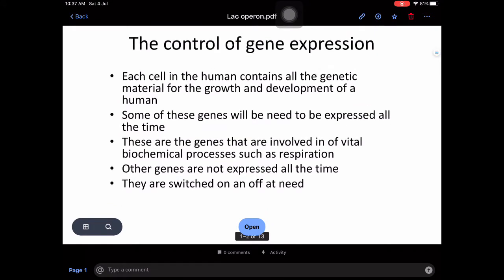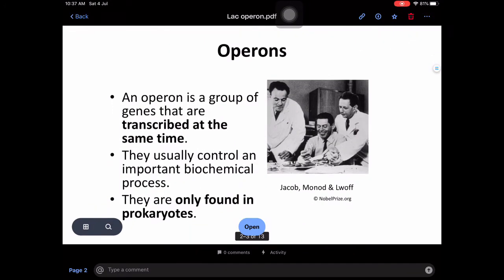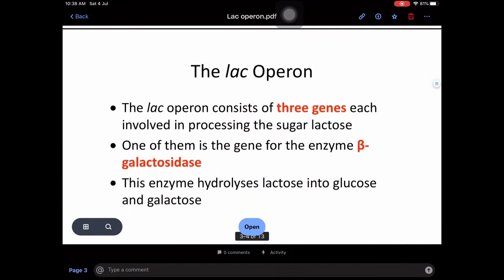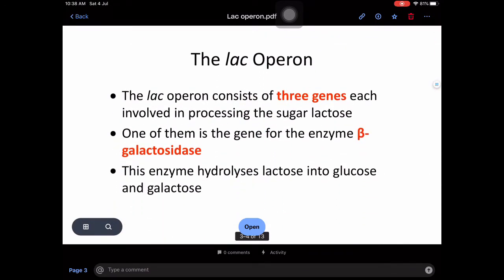But there are some genes that code for proteins that are not needed all the time. So these genes are switched off when their proteins are not needed. The best example of this control of switching a gene on and off is the operon. An operon is a group of genes that are transcribed at the same time. They usually control an important biochemical process, and these operons are only present in prokaryotes. The Lac operon is the best example of gene expression control.